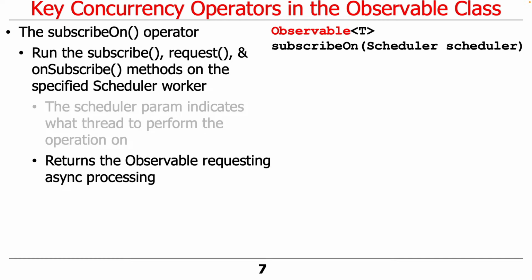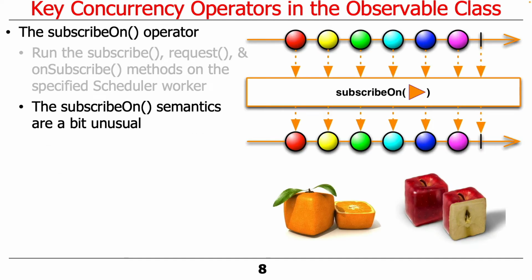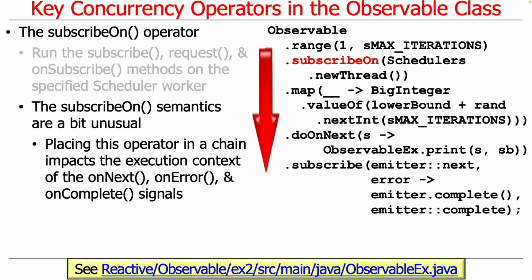subscribeOn returns the Observable that's requesting the asynchronous processing. So you can see here that you get back an Observable, and then that's where the computations will take place henceforth as those are chained together in a fluent programming style. The semantics of subscribeOn are a little bit odd. In particular, whenever you place the operator in a chain, it impacts the execution context of a bunch of signals that occur in that chain, in particular onNext, onError, and onComplete, which are how things flow through a chain.